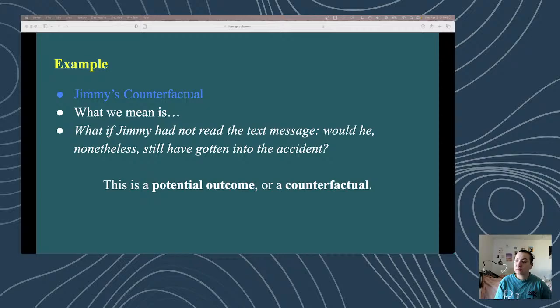We don't have this second kind of scenario. So we call it a potential outcome or a counterfactual.